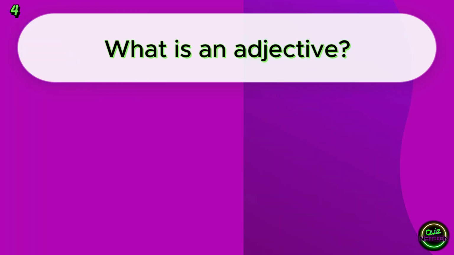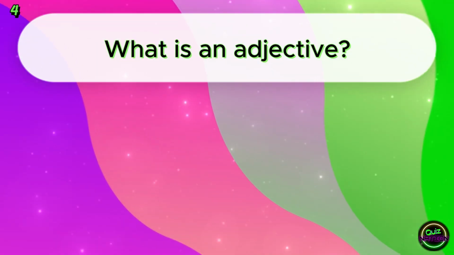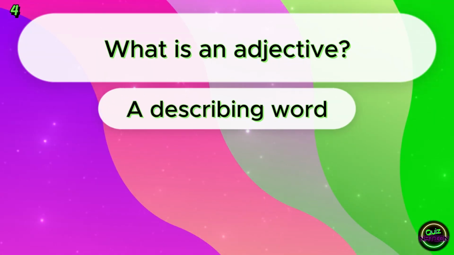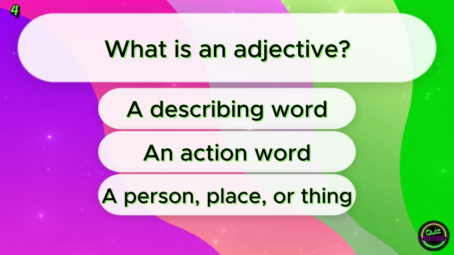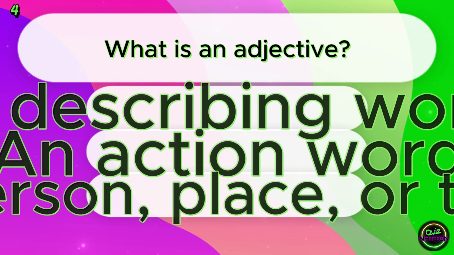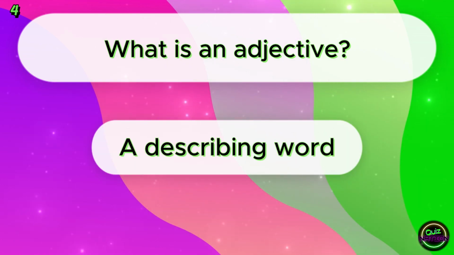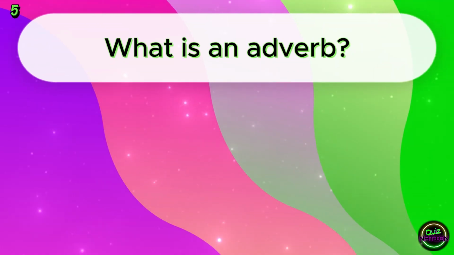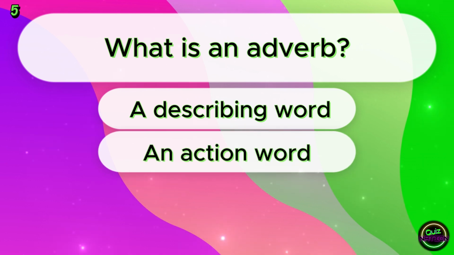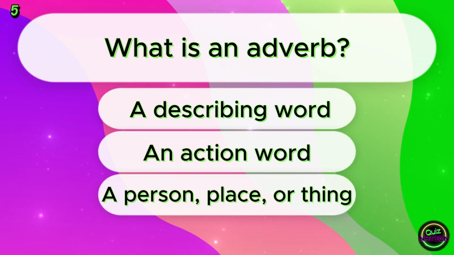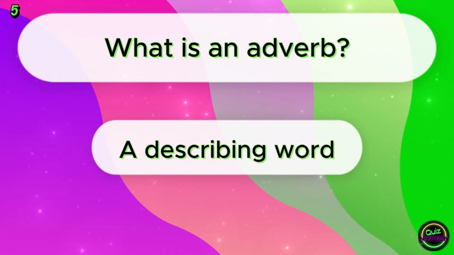What is an adjective? A describing word, an action word, a person, place, or thing. A describing word. What is an adverb? A describing word, an action word, a person, place, or thing. A describing word.